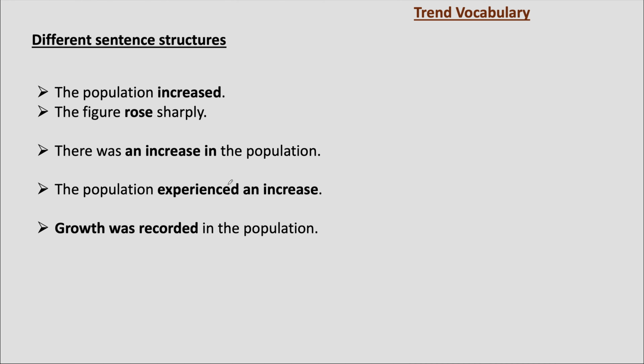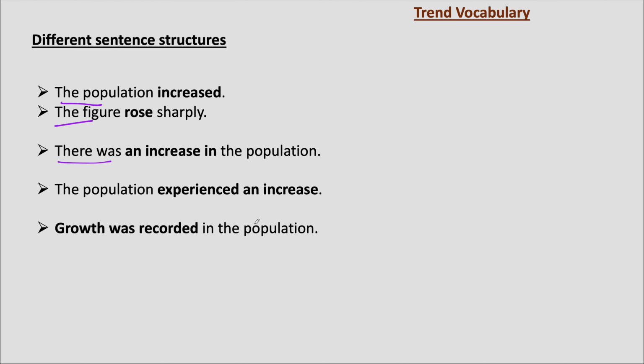Here are different sentence structures we can use to describe increase and decrease. Notice that the meaning stays the same but the structure changes. Sometimes we start the sentence with the population or the figure, or we can start with the change using there was. So, there was an increase in the population.